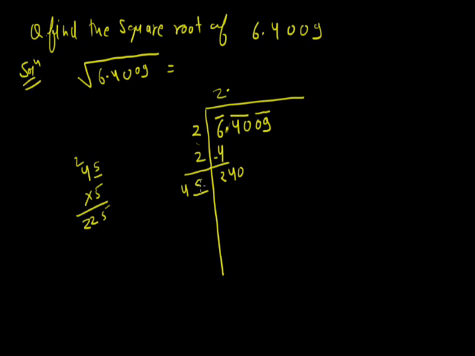Let's see if I put 5 here. So I have to put 5 here as well. 45 into 5, that is 225. So what is left? That is 15. I have to copy the next period, that is 09.